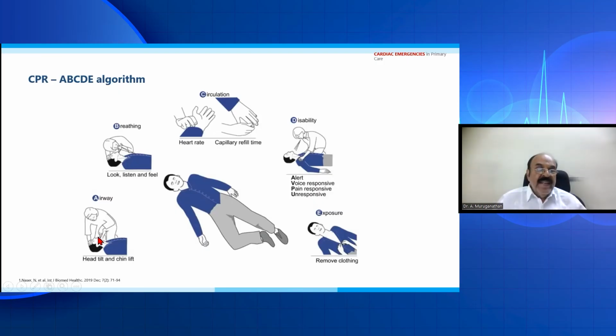And then head tilt and chin lift. You can see head tilt and chin lift. Look, listen, and feel. That's breathing. So this is the ABCD of the algorithm.